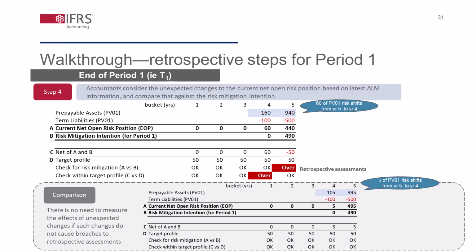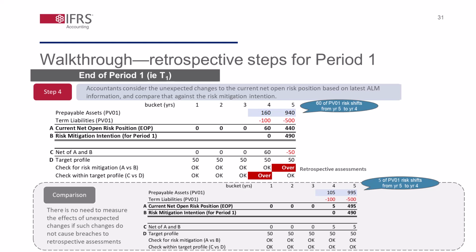For retrospective assessments, this is compared again with the risk mitigation intention as determined at the beginning of the period. In our example, the entity breaches the test in both year 4 and year 5 buckets, but for different reasons. In year 5 bucket, the entity sets a risk mitigation intention that is more than the total risk exposure by 50, while in year 4, the entity fails to meet the target profile of minus 50 to plus 50 due to the unexpected shift in risks. As such, accountants conclude that the entity needs to measure the effect of unexpected change in both time buckets.